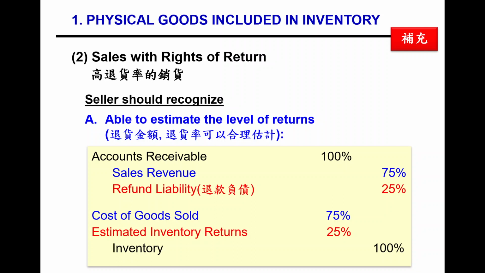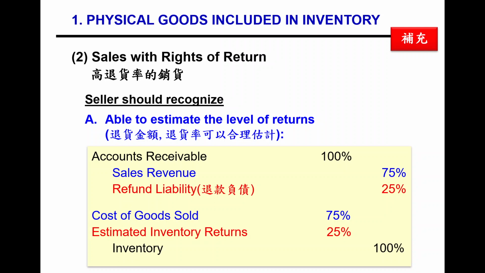What kind of liability? Maybe in the future, 25% of customers will return the product back to you. So do you have to record the situation? Yes, right? So the return liability is your liability. Do you know how much it is? Not sure. So the amount is your estimate, not true, right? But do you have to record the situation?